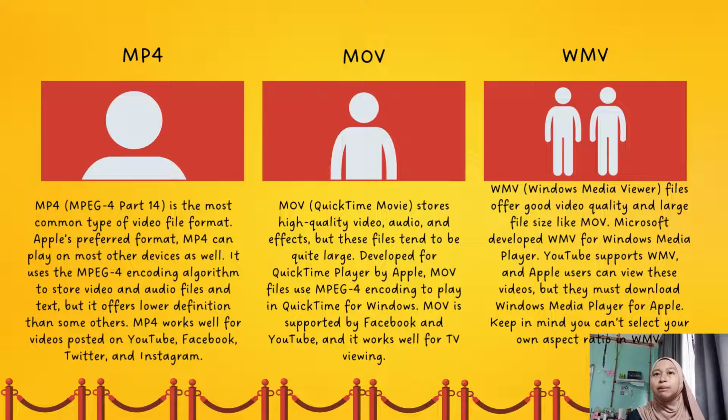The third one is WMV, which is Windows Media Video, offers good video quality and large files like MOV. Microsoft developed WMV for Windows Media Player. YouTube supports WMV and Apple users can view these videos, but first they need to download Windows Media Player for Apple. And keep in mind that we cannot select our own aspect ratio for WMV.